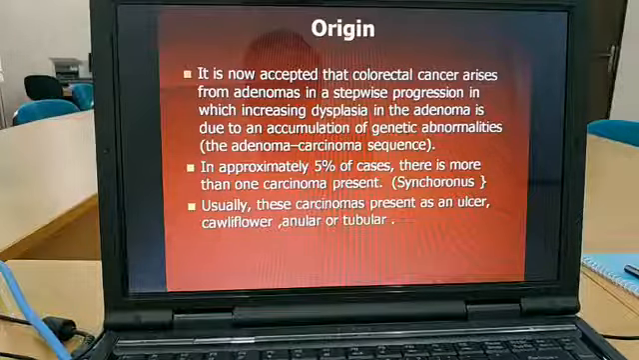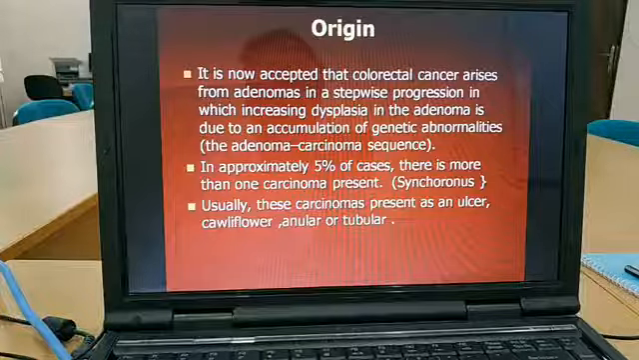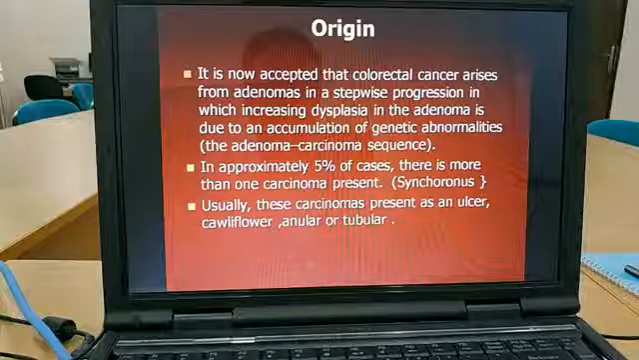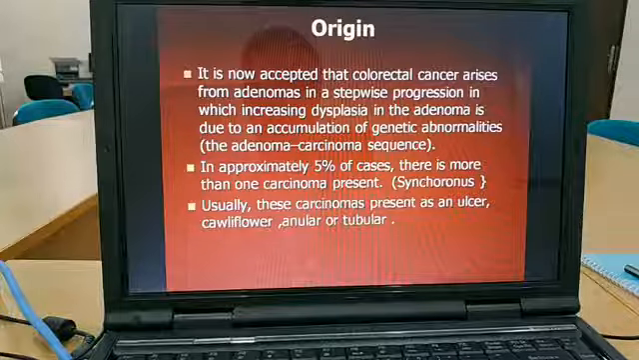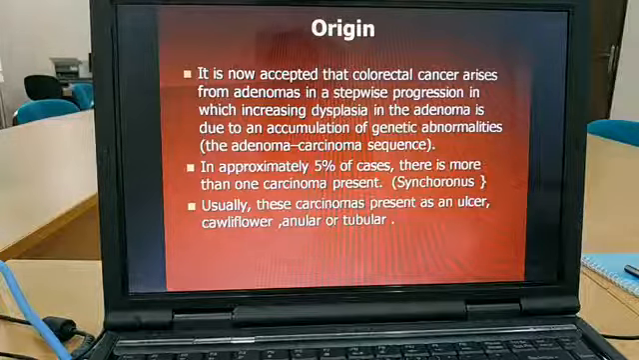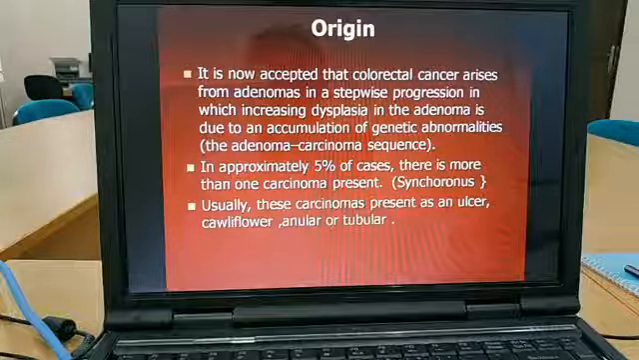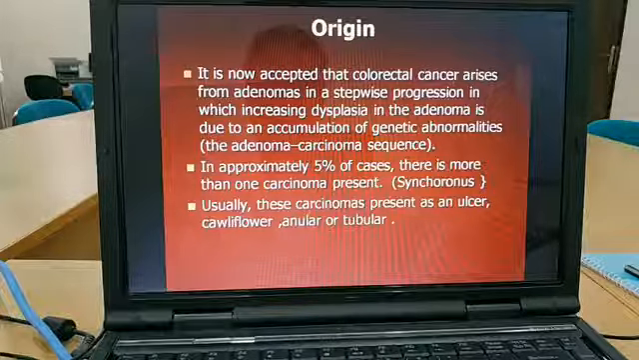Ulcerative means it will present like a malignant ulcer. Cauliflower means it is a proliferative lesion. Annular means it is a stenosing type. Tubular means if the stenosed segment is a long one, then we term it a tubular one. So these are the 4 macroscopic types of carcinoma of the colon or carcinoma of the rectum.